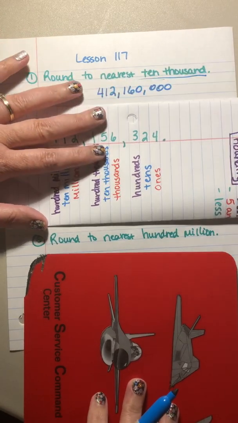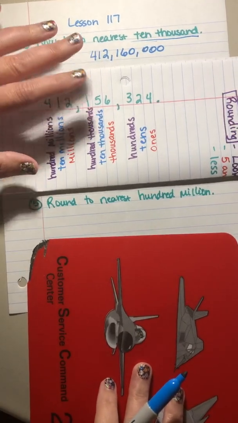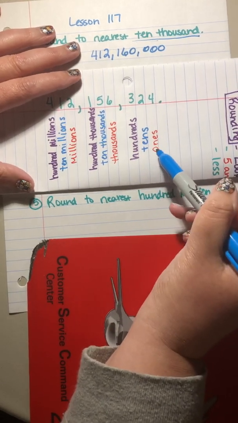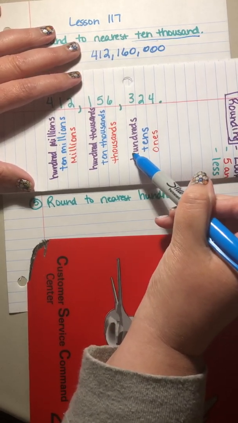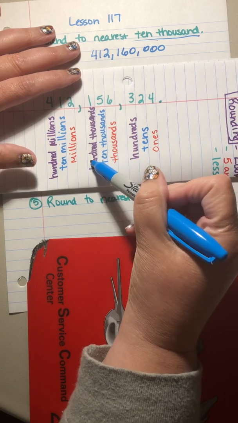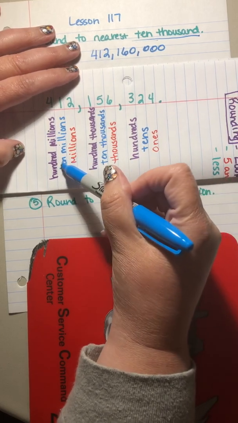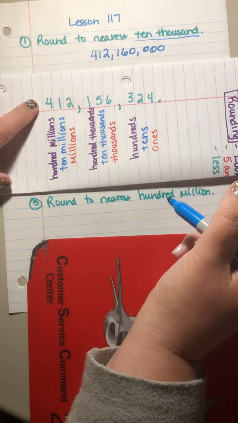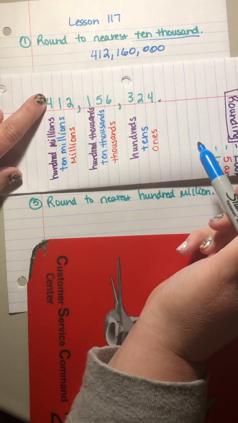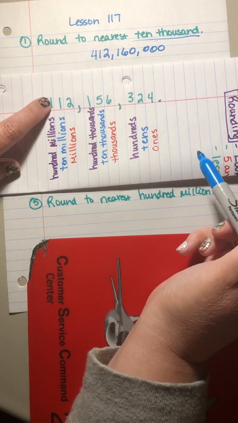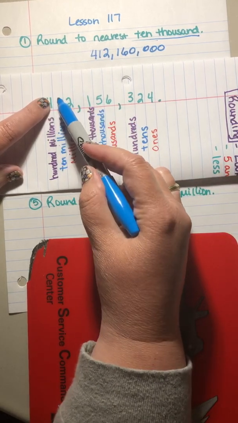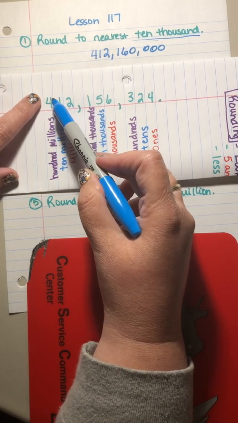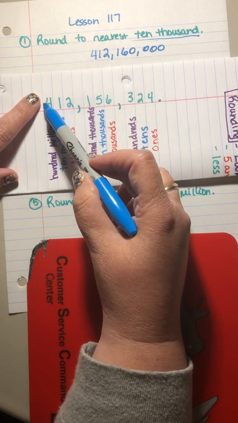My next example asks me to round to the nearest 100 million. So I go through ones, tens, hundreds, thousands, 10,000s, 100,000s, millions, 10 millions, 100 millions. And I see my 4 is the digit I'm concerned with. This is the one I have to determine what to do with. I look to the right and have a 1. The 1 is less than 5, so I can round down and leave it as a 4.